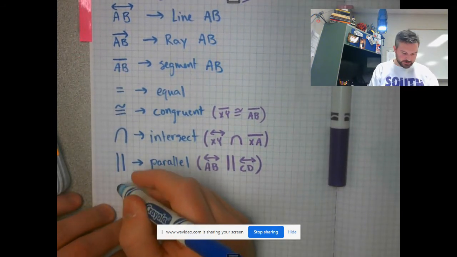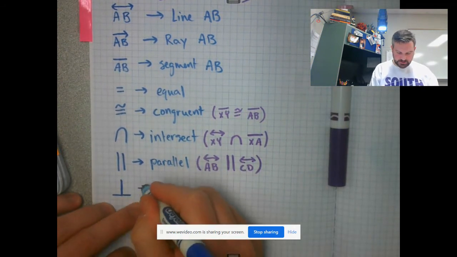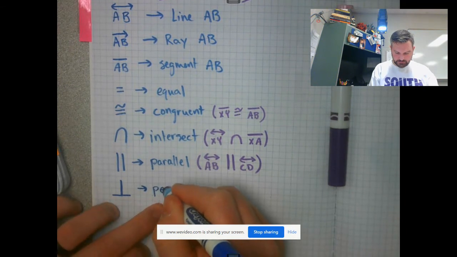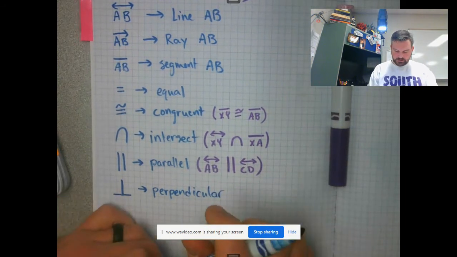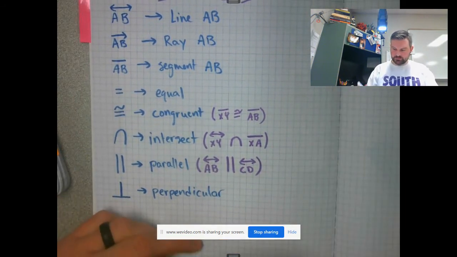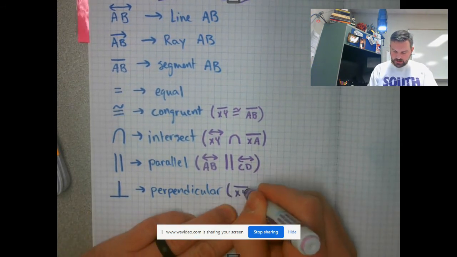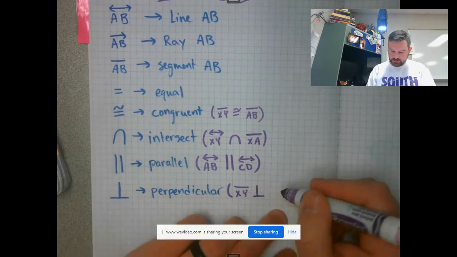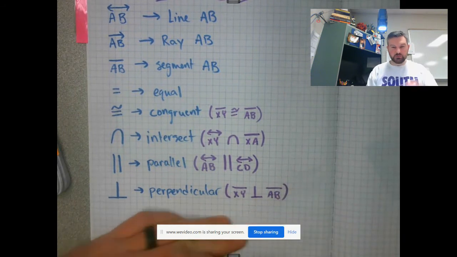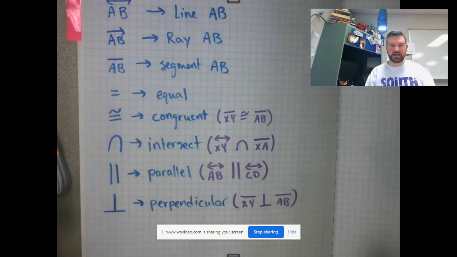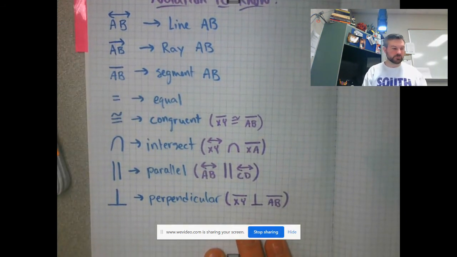And the last one we're going to look at is kind of an upside down T, and that means perpendicular. So for example, we could say something like segment XY is perpendicular to segment AB. Okay, those two are perpendicular, meaning they intersect at a 90-degree angle. So these are kind of symbols that you need to know as we move forward.